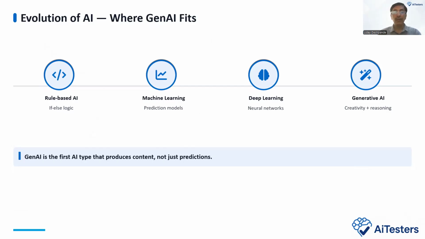Here is the revolutionary part. While previous AI types focused on analyzing data and making predictions, Gen AI actually produces new content. It is not just predicting what comes next, it is creating something entirely new based on learned patterns. This is a fundamental shift in what AI can do for us.